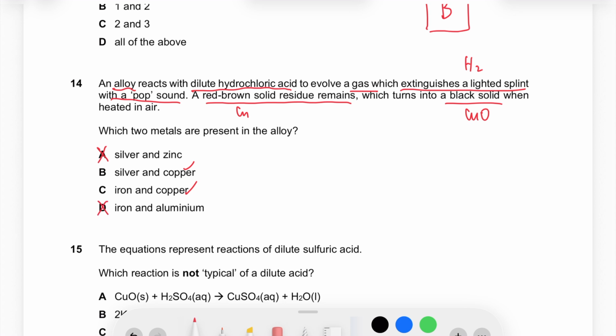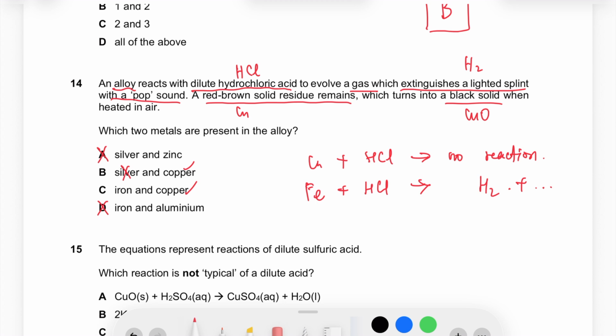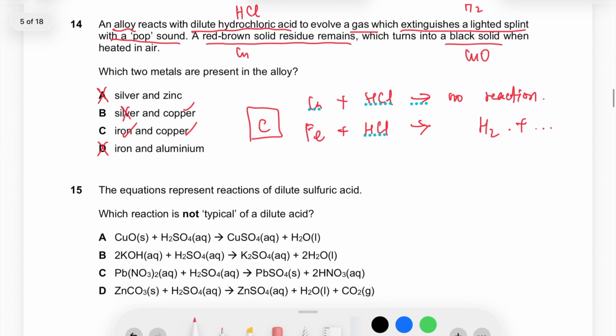An alloy reacts with hydrochloric acid to release hydrogen gas. The clue is here, because we know that copper does not react with HCl. There will be no reaction. So this means another metal must be able to react with HCl to form hydrogen gas. It can't be silver, because silver is unreactive as well. Copper and silver will not react with acid, so definitely it must be iron. So the answer will be C.